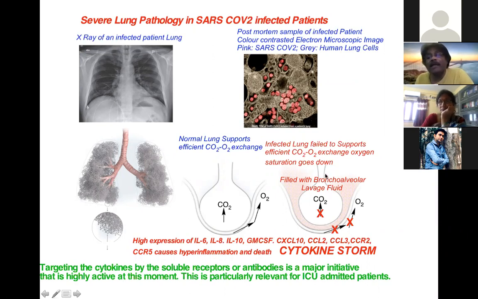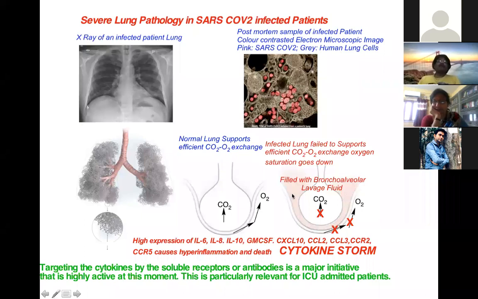This is the reason why people need a ventilator, and the longer a patient stays on the ventilator, the less chance of survival. So this is the reason that the cytokine storm is causing everything. Targeting this cytokine storm, either by soluble receptor or antibody, is now also a major initiative. Here I told you about repurposed drugs. Many anti-inflammatory drugs developed for other purposes, like arthritis, are also working very well here because they cause a down regulation of this cytokine storm.